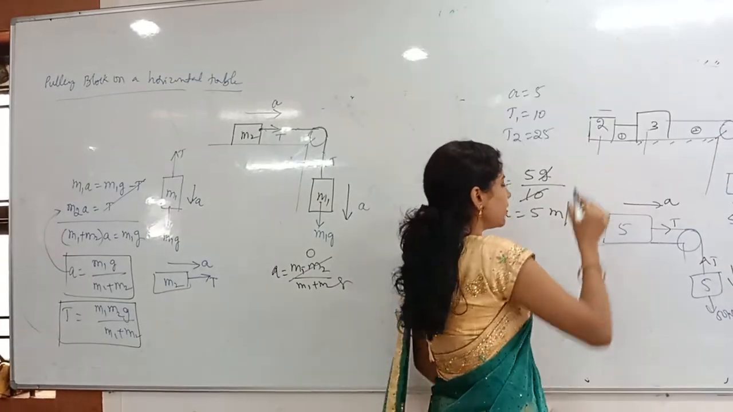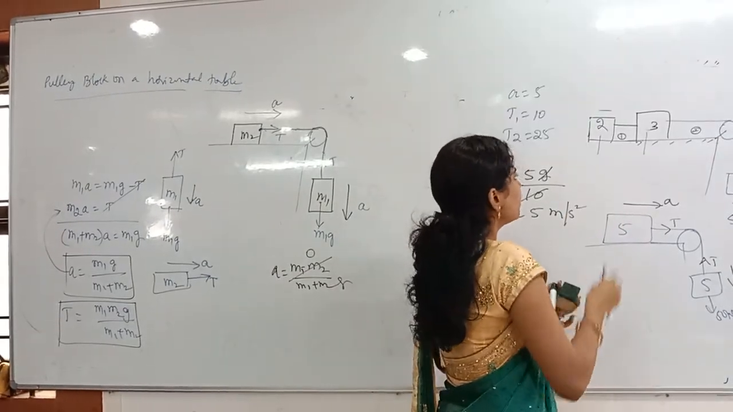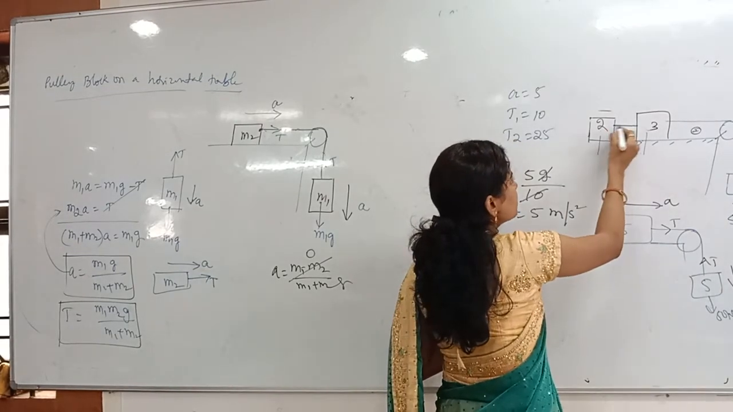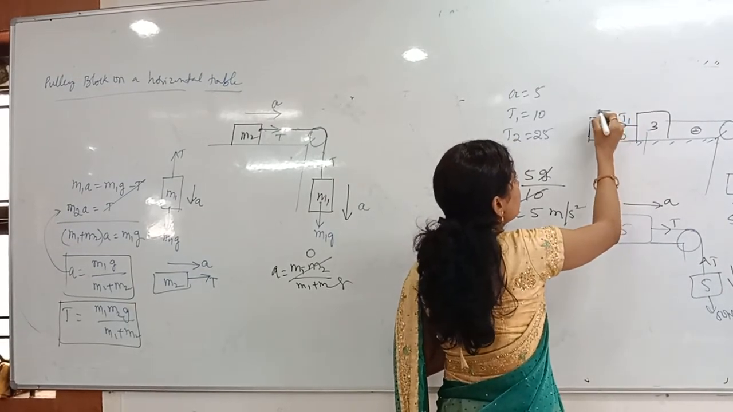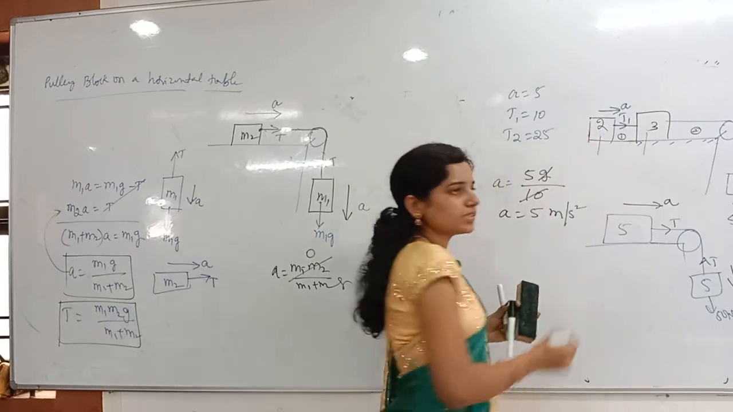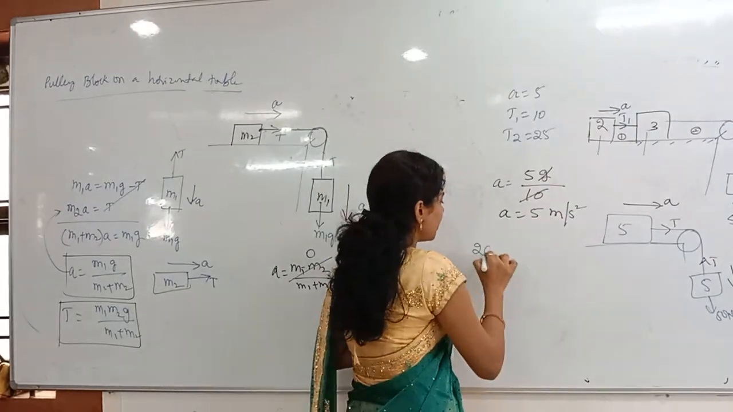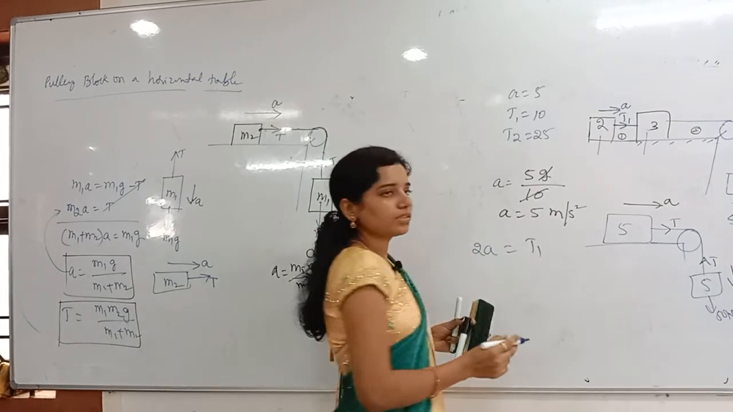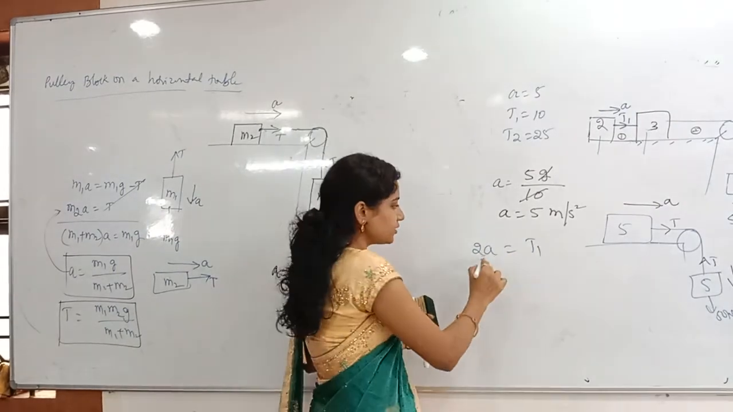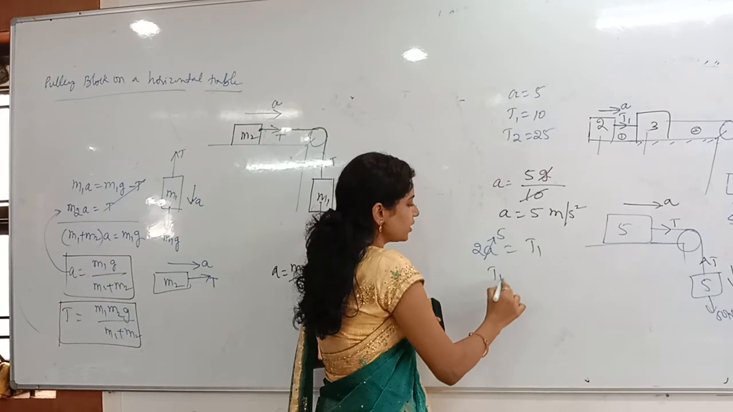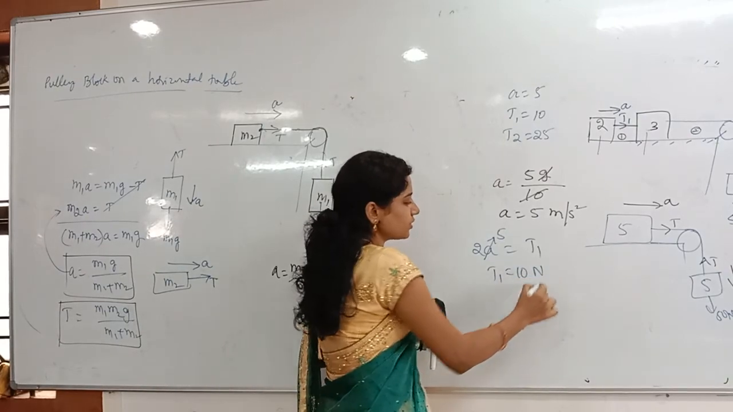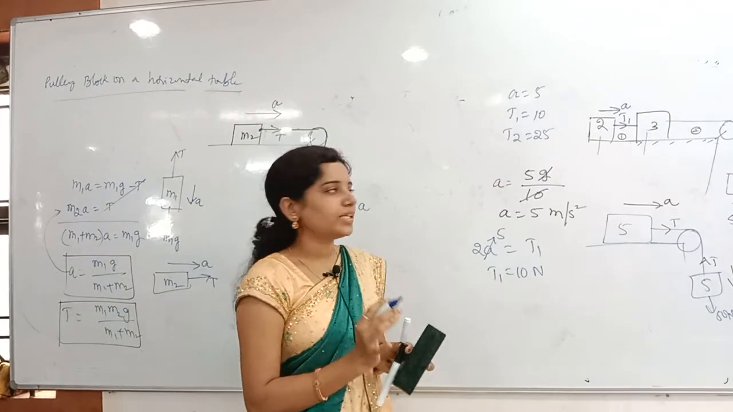Next, the easiest one is this one. If I consider the 2 kg free body diagram, how much tension is acting on that? T1 tension here. Of course, acceleration is in this direction. So I can write the equation as 2a equals T1. That's it, no other forces. Acceleration is how much already? 5. So T1 equals how much? 10 newtons.